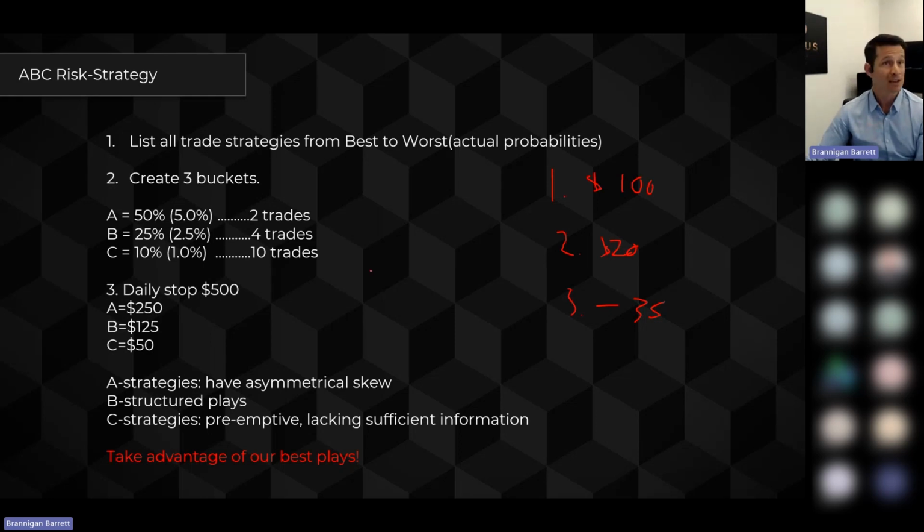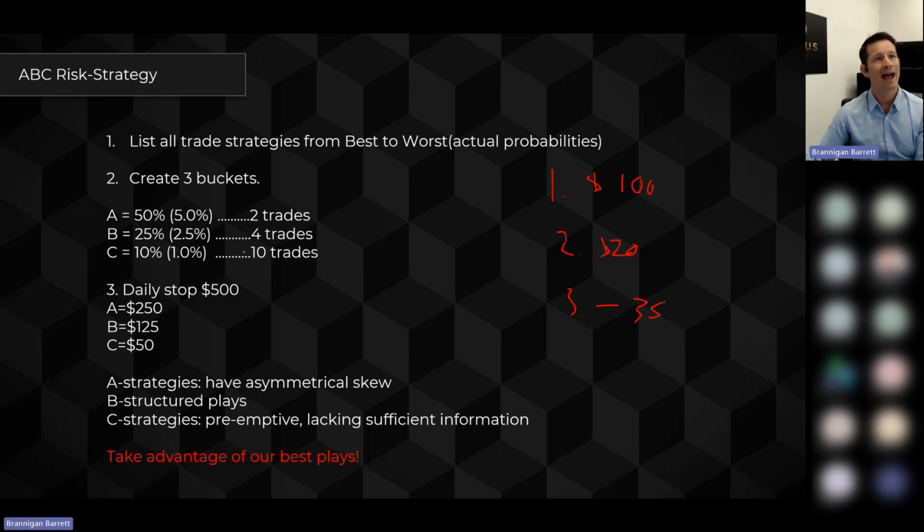Your B strategies, they're good strategies, but they're not your best strategies. They're structured in nature. There's logic behind them. You know a lot about them. You've done a lot of them. And your C strategies are pretty much just your gamble trades. They're your trades that you pretty much lose money on, but you want to take them. You want to execute them because you feel like maybe you're learning. You feel like maybe you're engaging in the market, whatever it may be. So you list your strategies in terms of A strategies, B strategies, and C strategies.